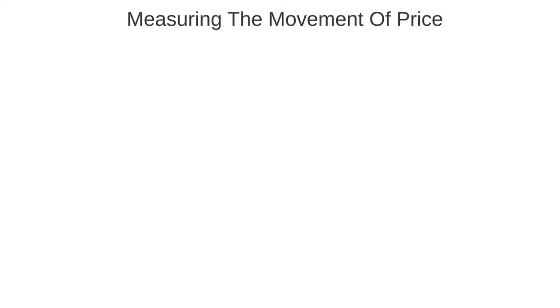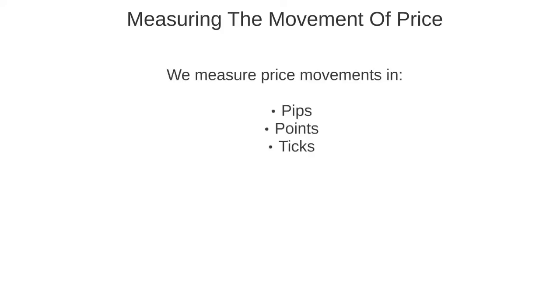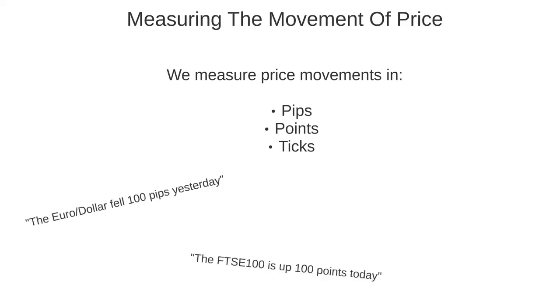Typically, we measure price changes in pips, points and ticks. You may have heard other traders say something like, "the euro dollar fell 100 pips yesterday," or "the FTSE 100 is up 100 points today," or "if the Dow ticks down, then I'm out," and wondered what they meant. Pips, points and ticks are simply measures of price movement within a market. However, understanding how much movement is equal to 1 pip, 1 point, or a tick can be confusing.